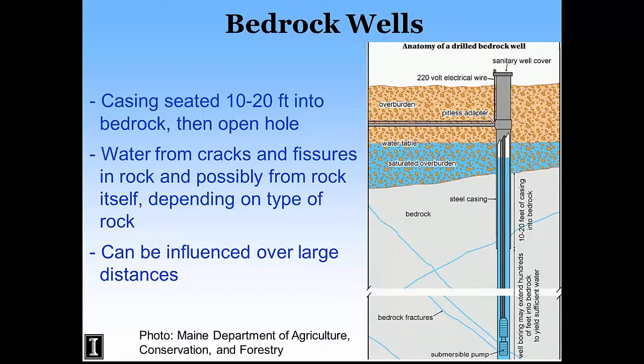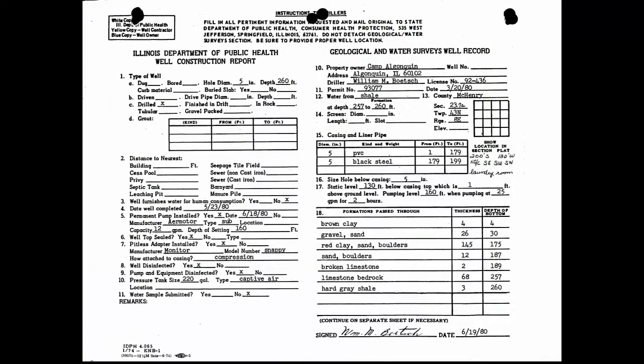It's an open crevice much more freely and can move a large distance. And here's an example of a geologic log for a bedrock well. If you look at the bottom right where it shows the different formations, there's brown clay for 4 feet and then some sand and gravel. Some folks may have stopped and tried to put a well into that sand and gravel, but it might have been dry. When you get down to the broken limestone at 189 feet, then there's 68 feet of limestone.